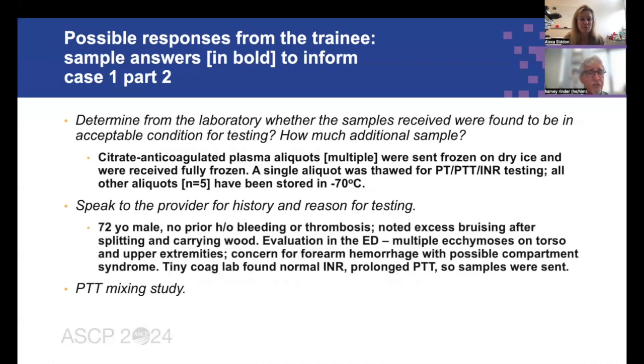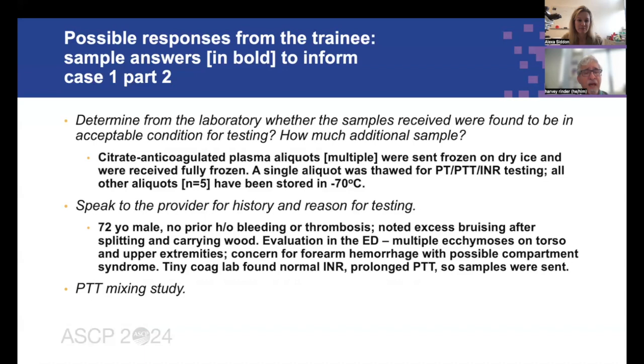Now they're showing their interprofessional skills by wanting to speak to the provider for the history. So we provide them with the fact that this was a 72-year-old male, no prior history of bleeding or thrombosis. The patient noted excess bruising after splitting and carrying wood. Apparently, he works in Hansel and Gretel's forest. Evaluation in the emergency department showed multiple ecchymoses on both the torso and the upper extremities. In fact, there was concern for forearm hemorrhage with possible compartment syndrome.